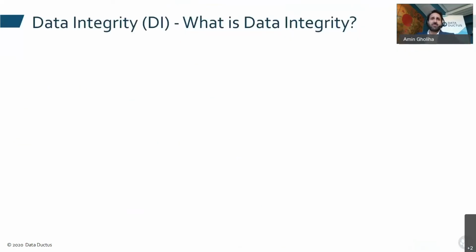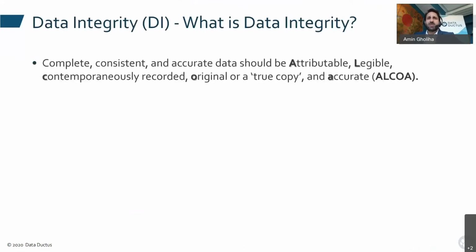So what is data integrity? It's about creating complete, consistent, and accurate data. Accurate data should be attributable, legible, contemporaneous, recorded, original or true copy, and accurate, basically. And when I'm saying data, I mean not only the actual files or information that is generated by a system, but also all the metadata that exists around it. What kind of software generated it, what kind of instrument generated it, and all the configuration that existed at the time the system generated the data. All the important parts that are around this data are included. When I say data, I mean all of this stuff.